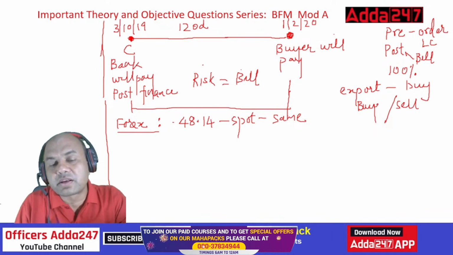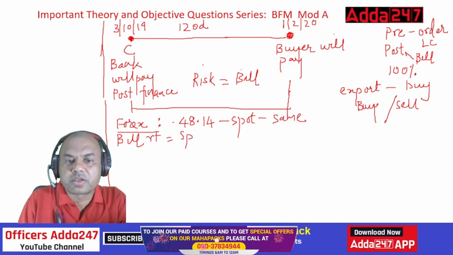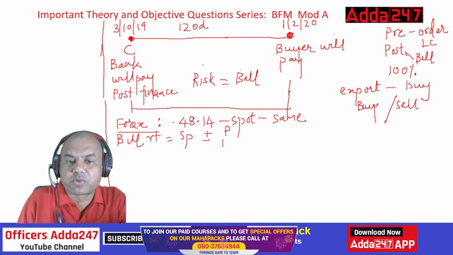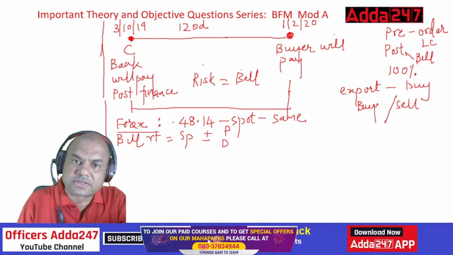So what is the bill rate now? How to calculate the bill rate? Your formula for bill rate is very simple. I'll write it over here. Bill rate equals spot rate, plus or minus. I'll write premium over here and discount over here. If it is premium, then it is plus. If it is discount, then it is minus.